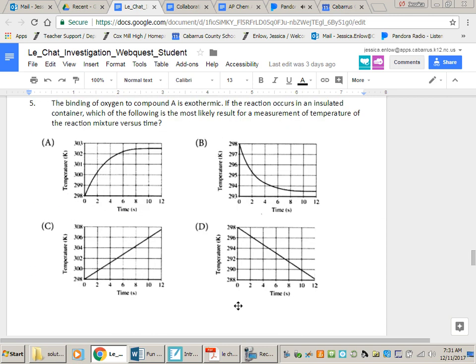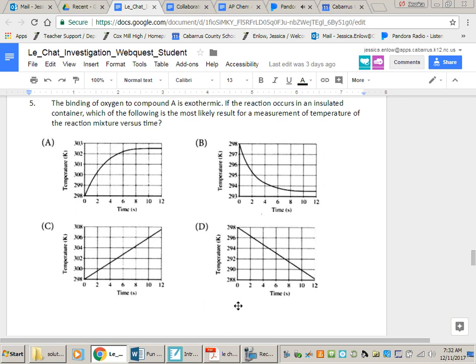Number 5. The binding of oxygen to A is exothermic. If the reaction occurs in an insulated container, which of the following is most likely to result as the temperature changes over time? This is a temperature versus time graph, and it's just asking, as the reaction is occurring, what's happening to the temperature of the insulated container. Raise your hand: A, B, C, D. Most of us said A, majority rules.